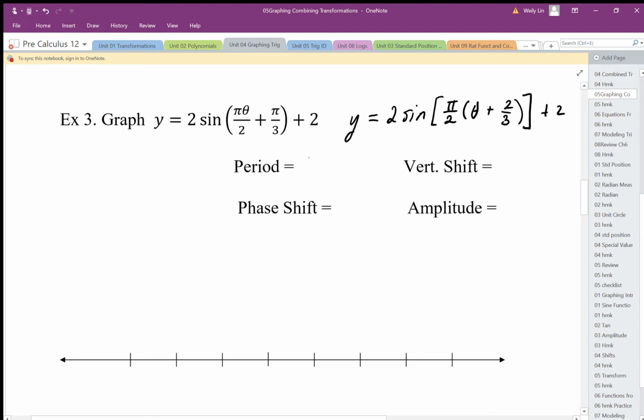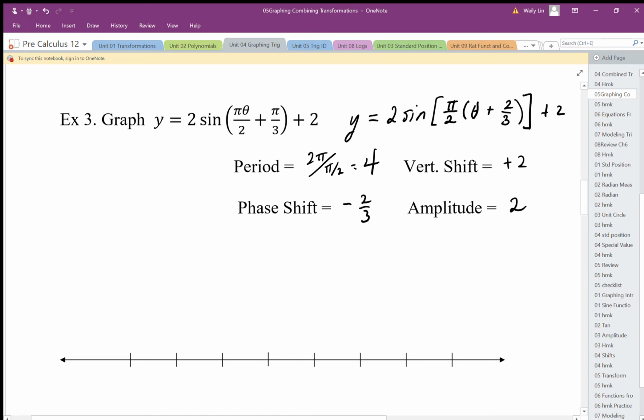So my period is going to be established from 2 pi divided by pi over 2. So 2 pi divided by pi over 2 gives me a period of 4. The pi's cancel out. Okay, this is one of these graphs. When we have a pi in the b value, that coefficient there, we end up getting rid of the pi's on our scaling. Our phase shift goes to the left 2/3. The vertical shift goes up 2, and the amplitude is 2.